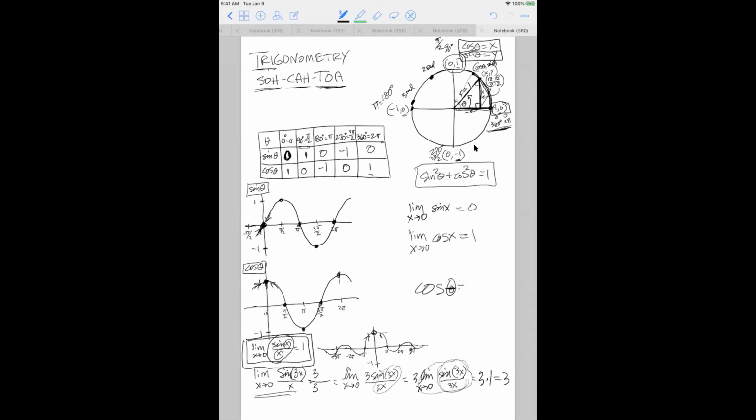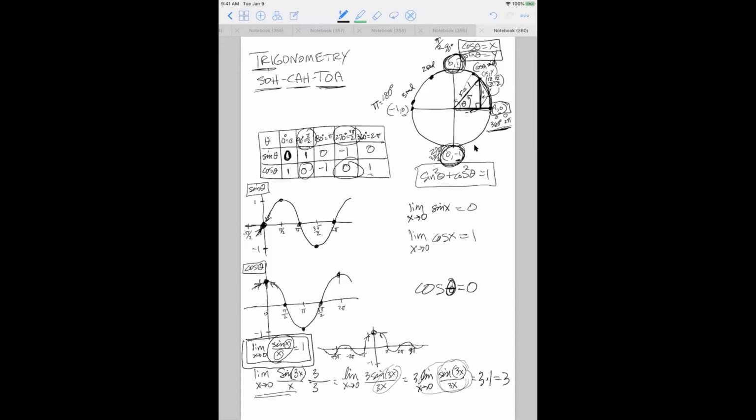Whoops, cosine theta equals 0. Where is x equal to 0? X is equal to 0 here, and x is equal to 0 here. So x is equal to 0 at 90 degrees, at pi over 2. And then you go around to 270 down here, x is equal to 0 here.